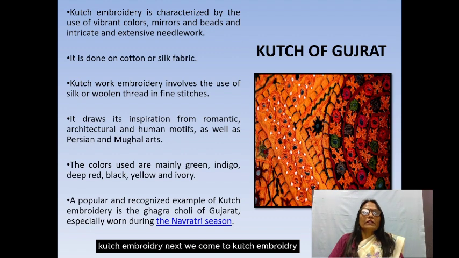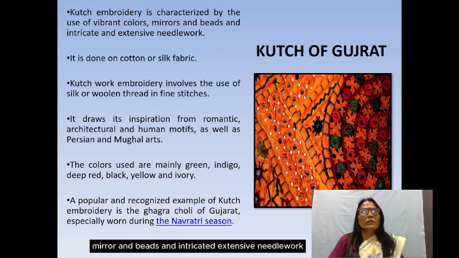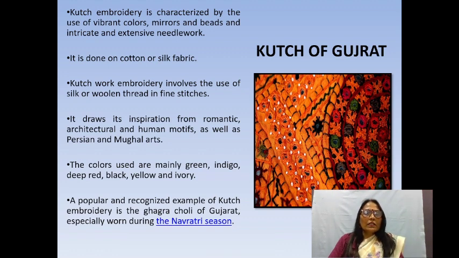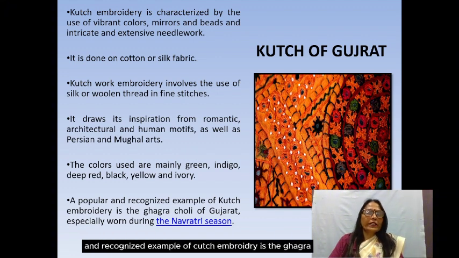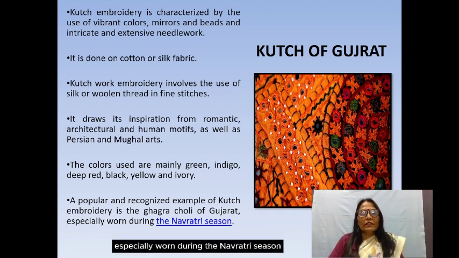Next we come to Kutch embroidery. Kutch embroidery is characterized by the use of vibrant colors, mirrors, beads, and intricate and extensive needlework. It is done on cotton or silk fabric. Kutch work embroidery involves the use of silk or woolen thread in fine stitches. It draws its inspiration from romantic, architectural, and human motifs, as well as Persian and Mughal arts. The colors used are mainly green, indigo, deep red, black, yellow, and ivory. A popular and recognized example of Kutch embroidery is the Ghagra Choli of Gujarat, especially worn during the Navratri season.